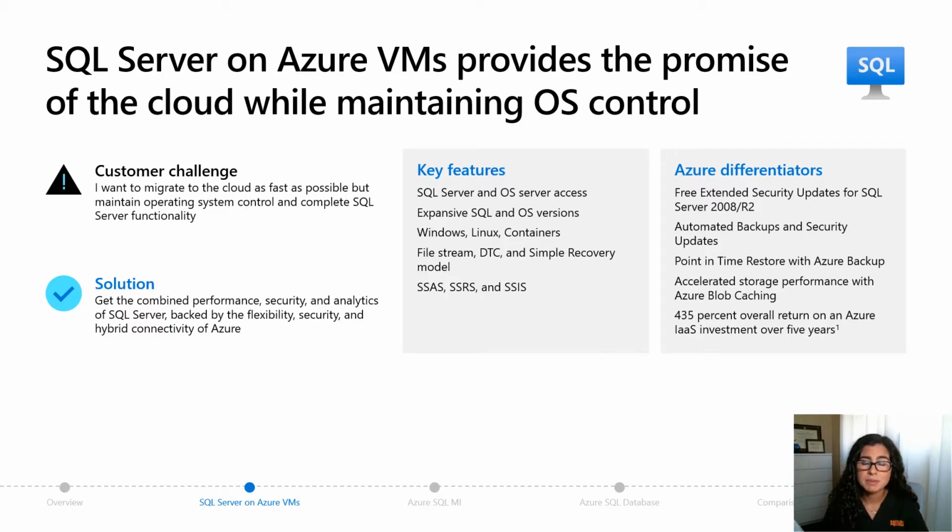You can also implement things like point-in-time restore with Azure Backup, and you can actually get accelerated storage performance if you set up something like Azure Blob Caching, and you have all the options to scale up and scale down within different VM sizes to meet your workload appropriately.